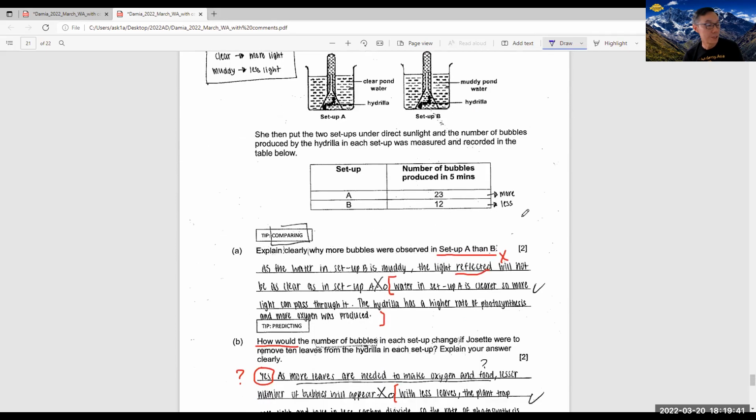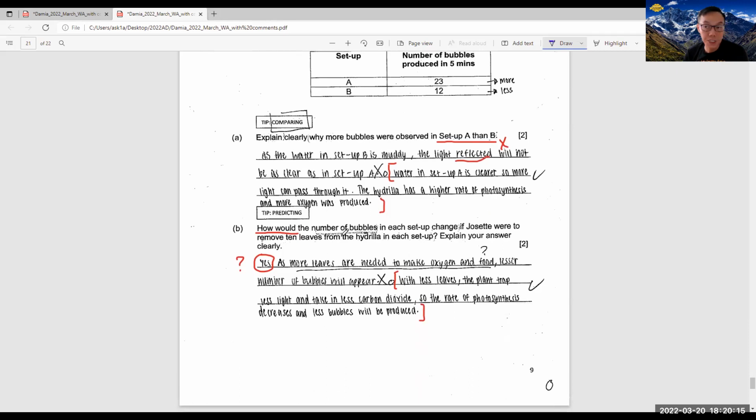Next. Okay, in this question, there's a wrong use of words here. It's not reflected the light, it's actually being absorbed. So in this question, explain clearly why more bubbles were observed in setup A: because there's a greater degree of transparency compared to the muddy water. That's why the hydrilla can absorb more light. That will result in a higher rate of photosynthesis, producing more oxygen and resulting in more bubbles.